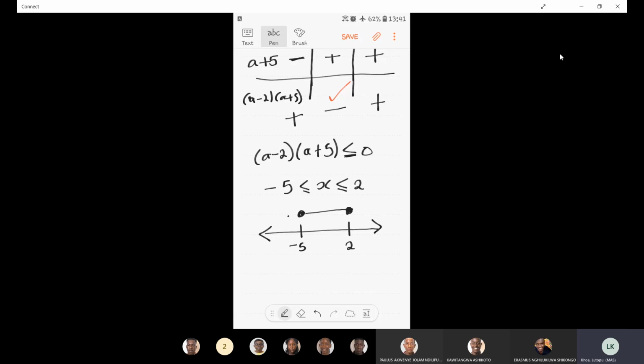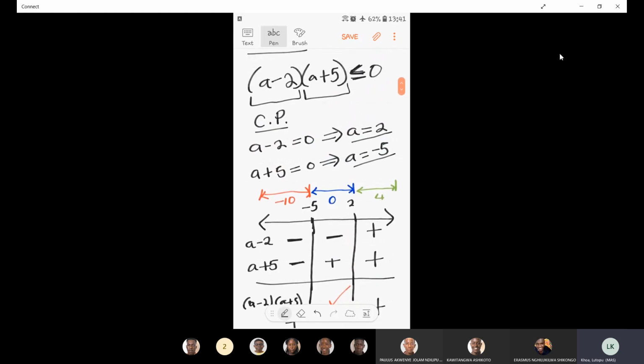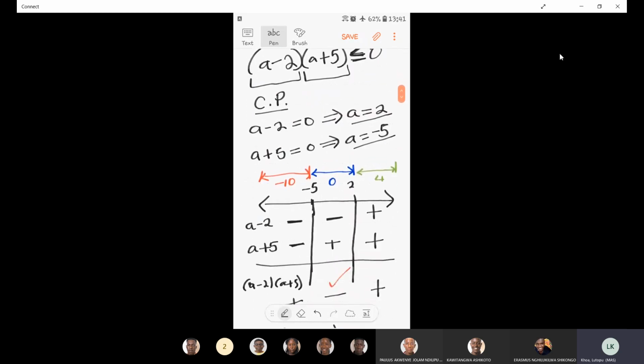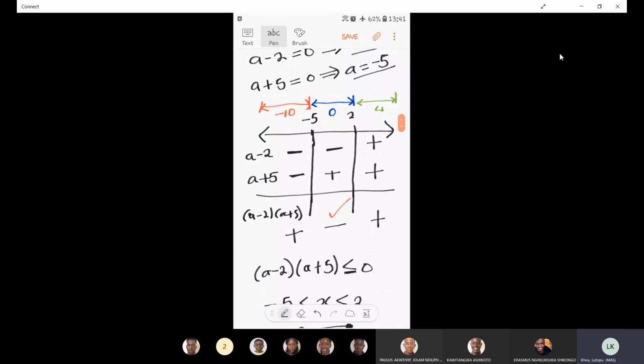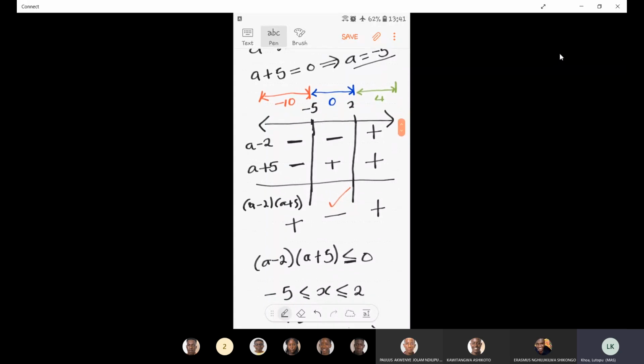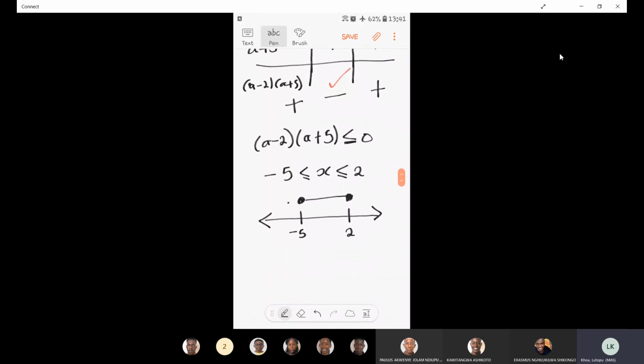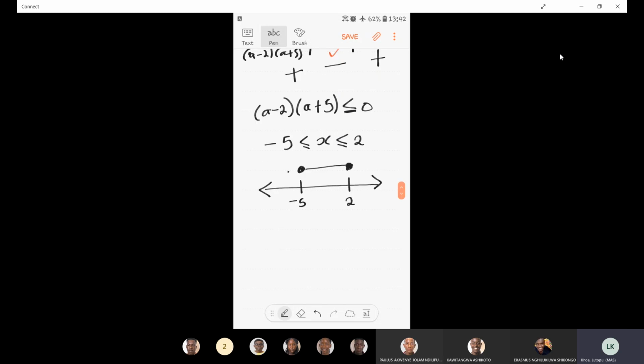Okay, so it's very simple. All you have to do is factorize, if it is not factorized already, and find your critical points. Those critical points are important because they divide the number line. And then you find a representative in each of the regions. Then you solve depending on the original question. So the answer is not always the one in the middle, or the one on the outside. It is the one that satisfies the equation.